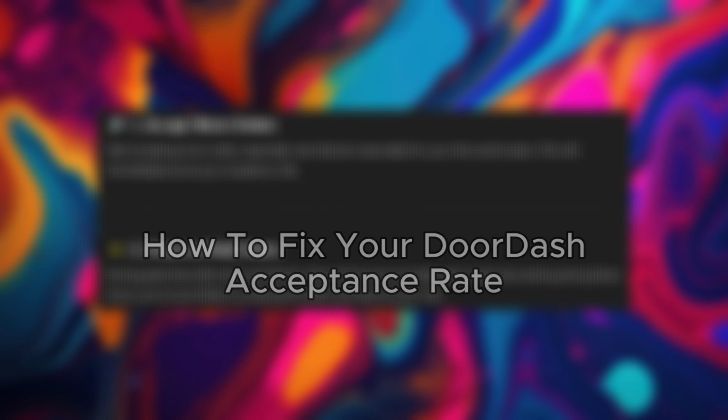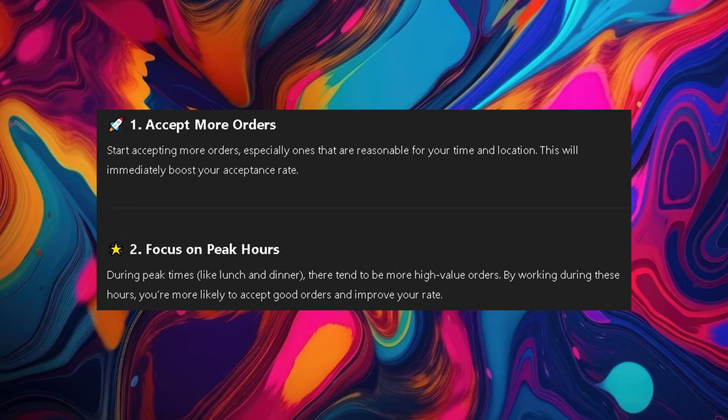So let's get started. First of all, you'll need to evaluate and understand your current acceptance rate. So going to DoorDash, log into your account and go to your Dasher stats. Over here you'll see your acceptance rate. So now here you can analyze this acceptance rate and see if you want to improve on it.